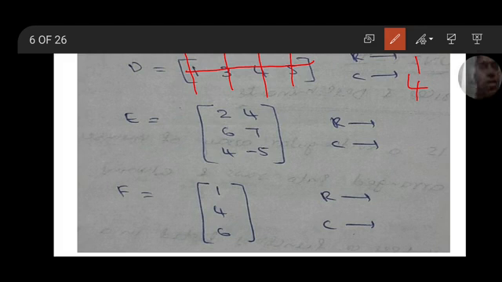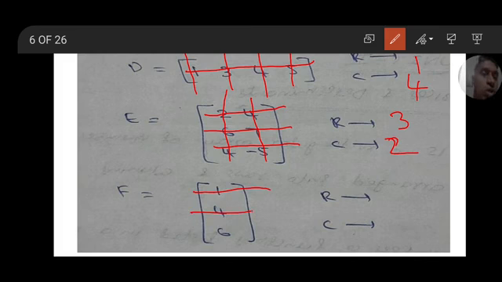Next, E matrix 1, 2, 3. How many rows? 3 rows. And columns 1, 2, means 2 columns. 3 rows and number of columns are 2. And F matrix, how many rows? First row, second row, third row. Means number of rows 3 and columns only 1.